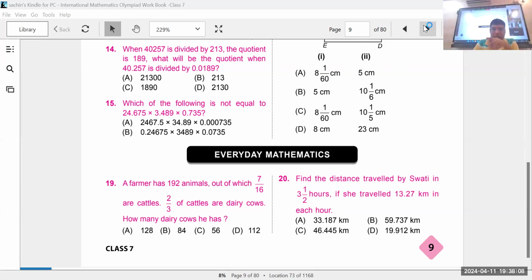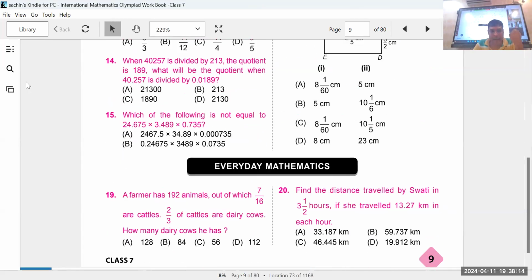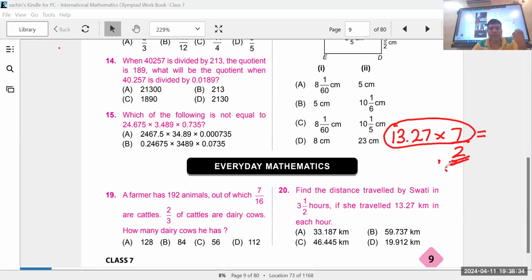You could have done it with fractions also. Let me tell you the fraction way: 13.27 multiplied by 7 by 2. I think this one will also be easier. So first you multiply 13.27 by 7, whatever answer you get, divide by 2. This method will be easier.